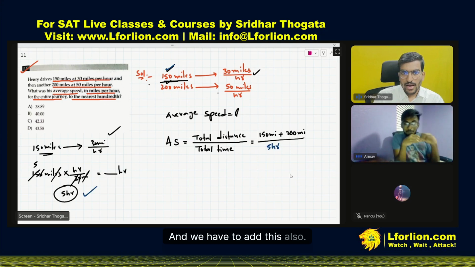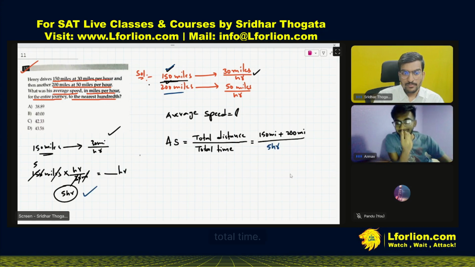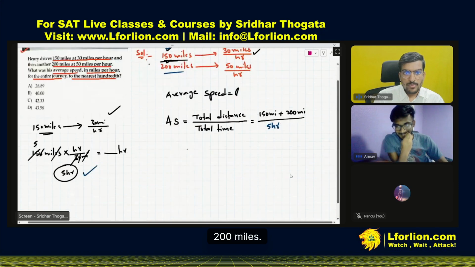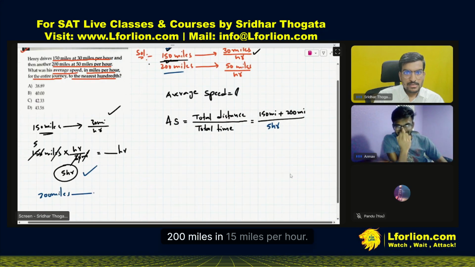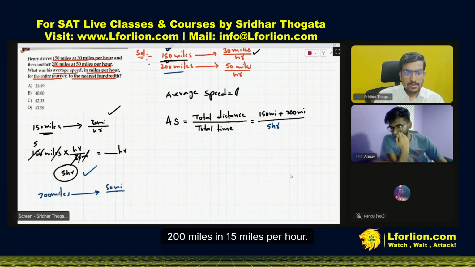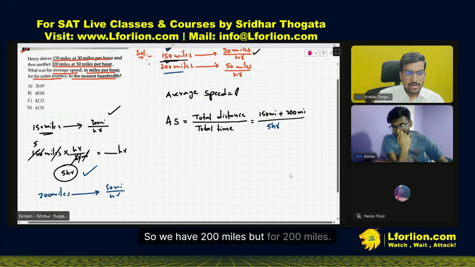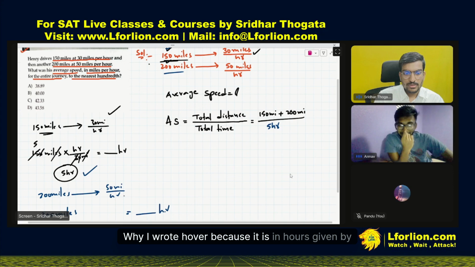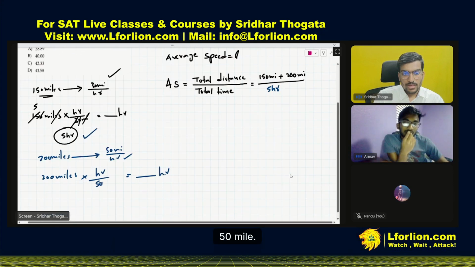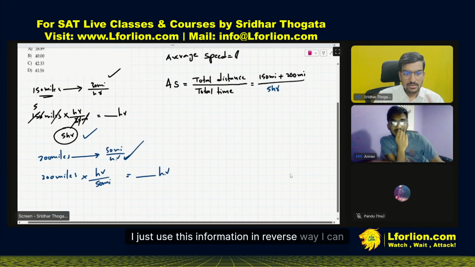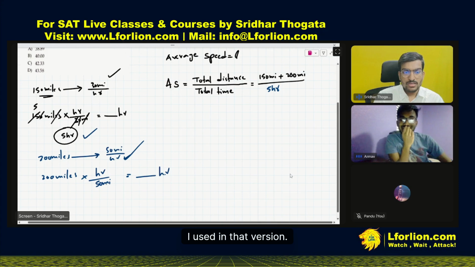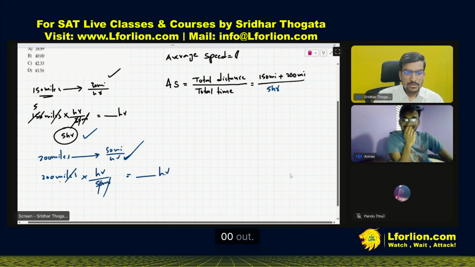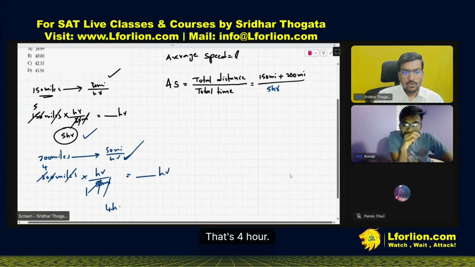And we have to add this also, total distance, total time. So what we do, 200 miles at 50 miles per hour. For 200 miles, how much time did it take, how many hours? Why did I write hour? Because it is given in hours. By 50 mile, I just use this information in a reverse way. I can do that. So miles out, 0 0 out, 5 times 1, 5 times 4, that's 4 hours. So 5 hours plus 4 hours.